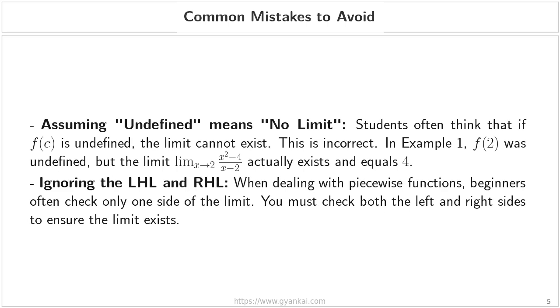Secondly, when dealing with piecewise functions, it is a common error to ignore either the left-hand limit or the right-hand limit. Some students check only one side and assume the limit exists. As we saw in example 2, you must explicitly calculate both the left-hand limit and the right-hand limit. The limit only exists if these two values are identical. If they are different, you are looking at a jump discontinuity.